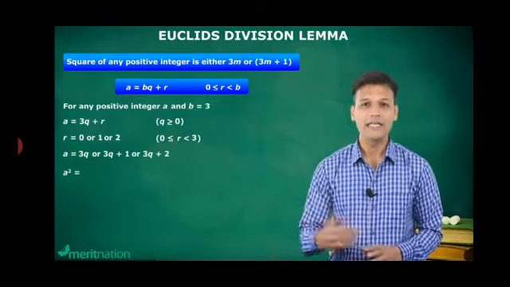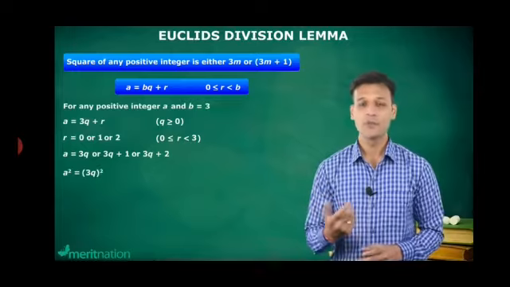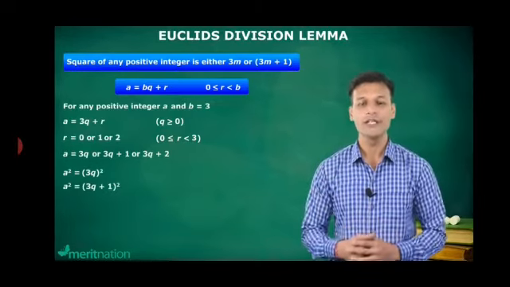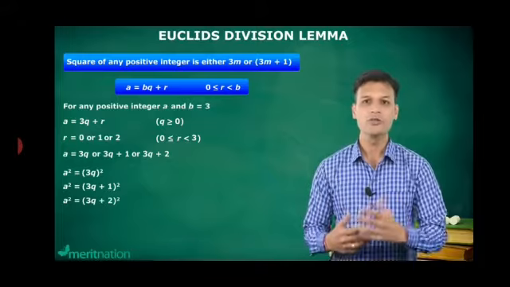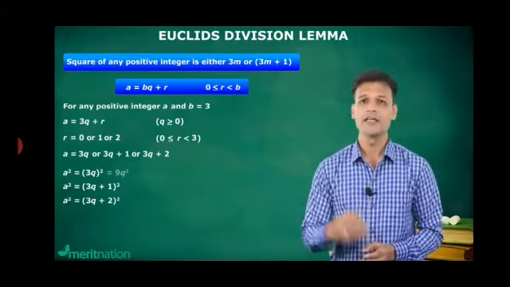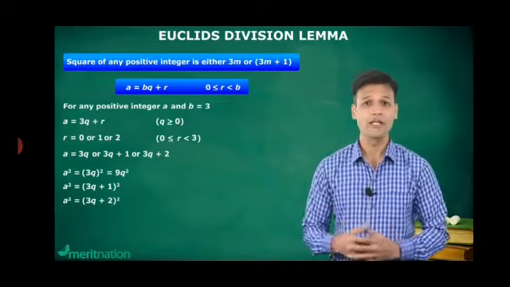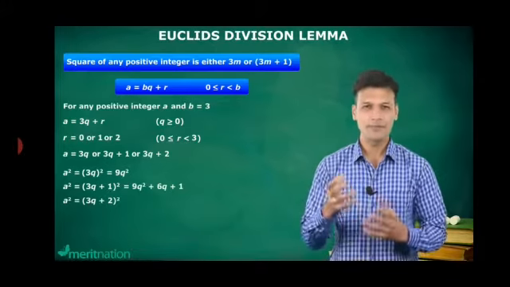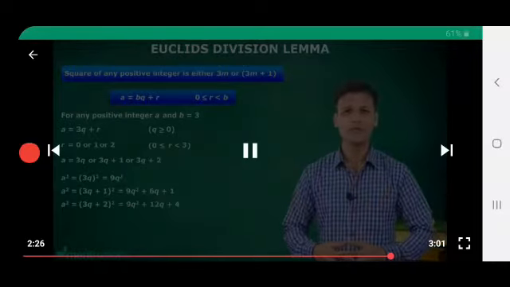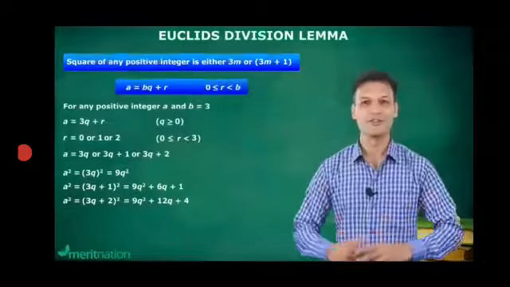So if I square a, we'll get 3q whole squared or 3q plus 1 whole squared or 3q plus 2 whole squared. Let's expand the bracket. First one will be 9q squared. Second one will be 9q squared plus 6q plus 1. And third one will be 9q squared plus 12q plus 4.